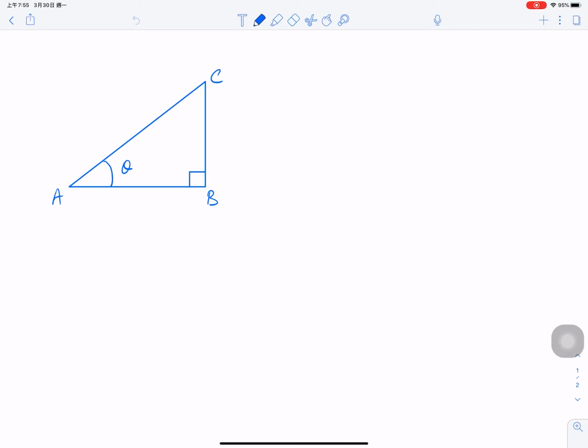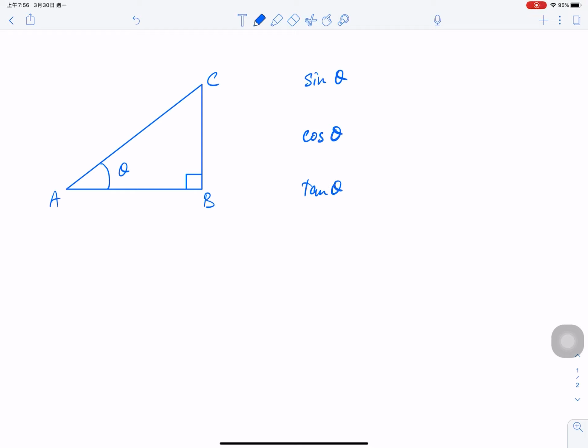This one is a right-angled triangle. Before, you've learned three related functions: sine theta, cosine theta, and tangent theta. About these three trigonometric functions, let's see, in a right-angled triangle, what are the names of the three sides? Do you remember? This is theta, and opposite to theta, this one is the opposite side.